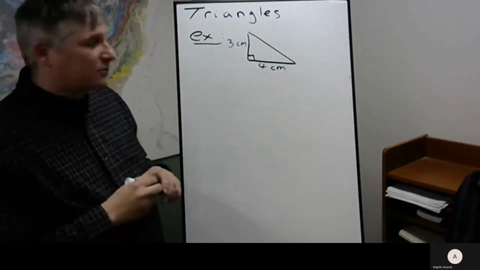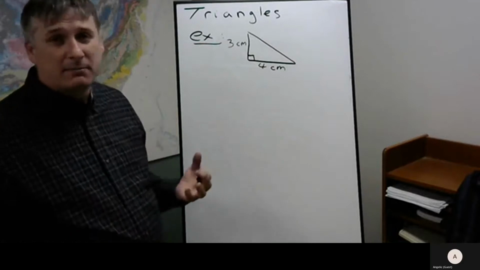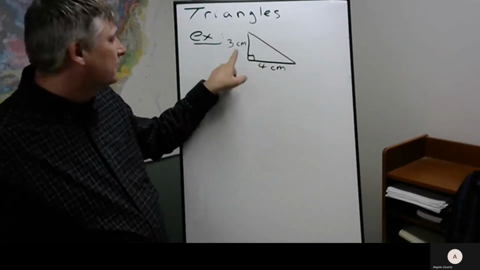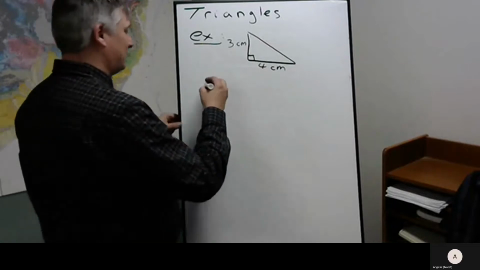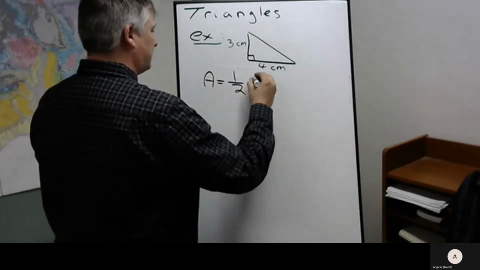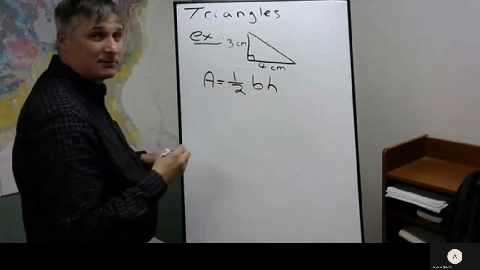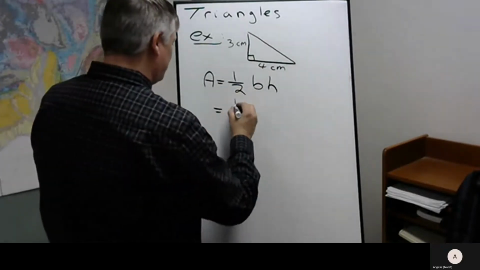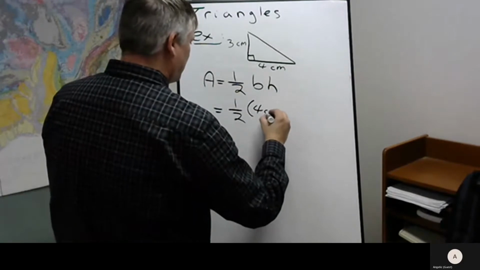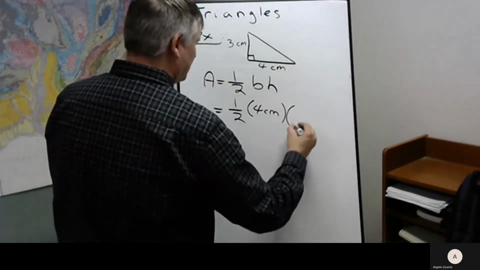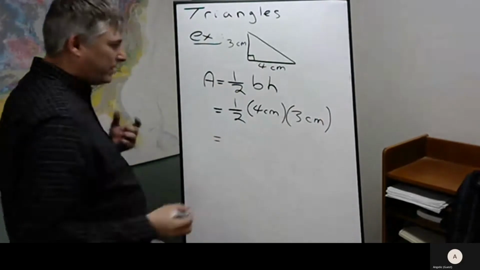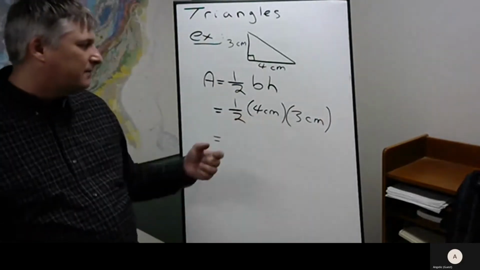So to find the area of this triangle, we just need to identify the base and identify the height. Well, the base here is going to be 4, and the height's going to be 3. So the area is 1/2 base times height, or 1/2 times 4 centimeters times 3 centimeters.